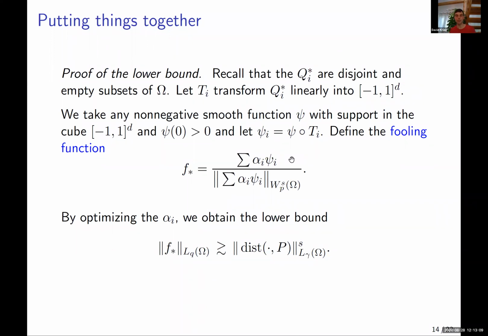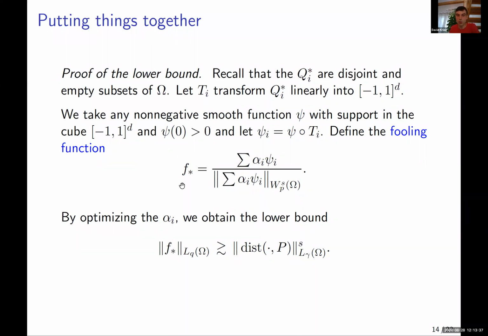What we get is a function which has many small bumps. And this function actually vanishes on the point set because the Q_i star do not contain points of P. The bumps are inside the cubes Q_i star. And I normalize it in the Sobolev space so that this F star is actually in the unit ball of the space and it vanishes on P. So it's what I called a fooling function before.